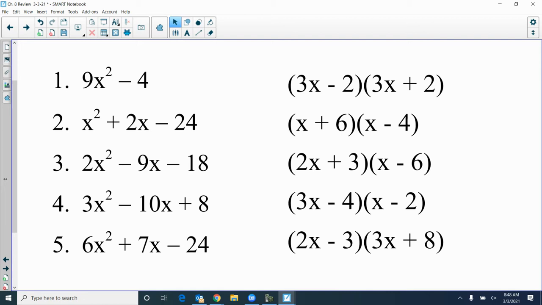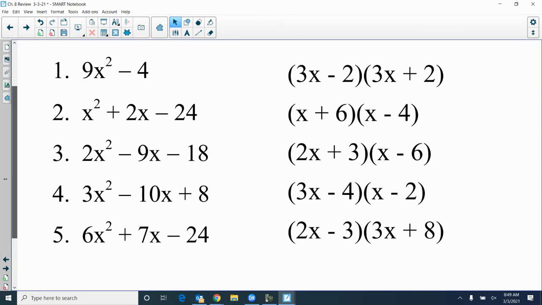Number 3, again, I have a prime number here. So the only thing, if I want to do the guess and check, the only thing I can have is to start with 2x and x. This minus 18 tells me I'm going to have different signs. This negative here tells me that the bigger number is going to be negative. So that's why I have a negative 6 and a positive 3.